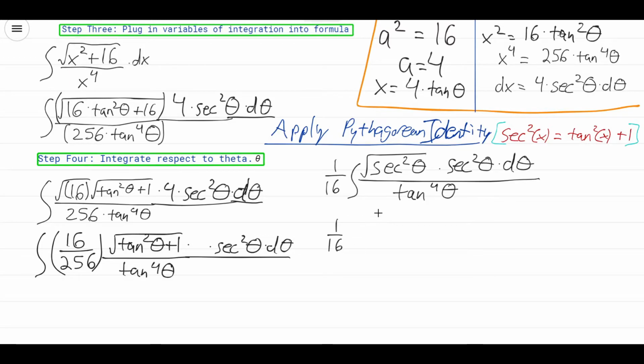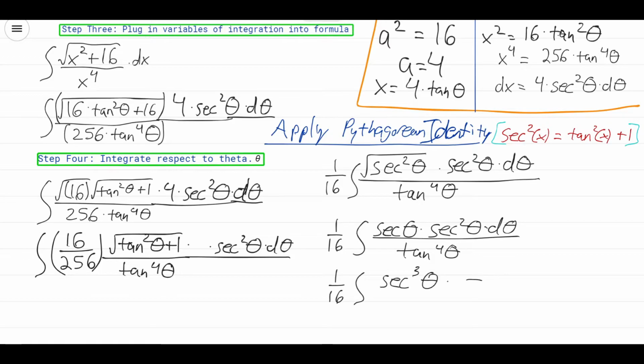And in doing so, the square and the radical will cancel each other out, and I'm left with just secant times secant squared theta times d theta divided by tangent to the 4th power. So keep in mind, all I did right here was that the radical, the square root, and the square cancel each other out. And when I simplify this, I get secant cubed times d theta divided by tangent to the 4th power.